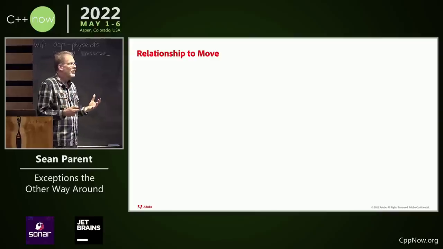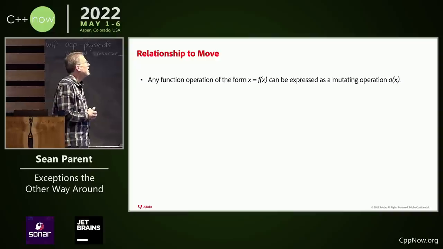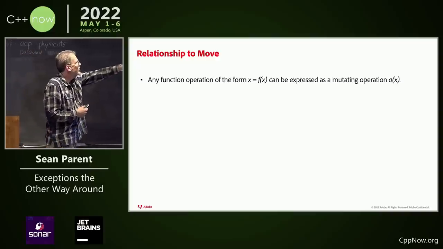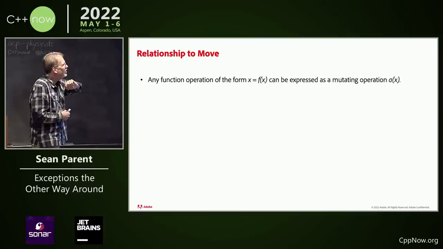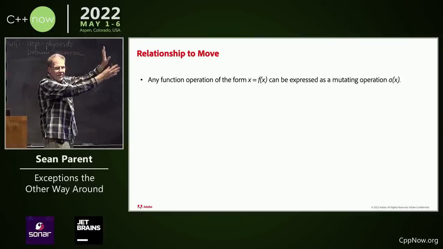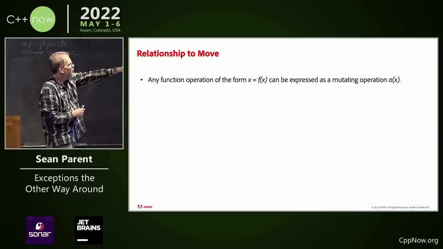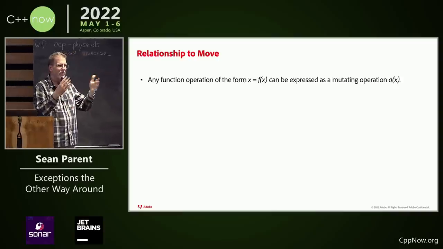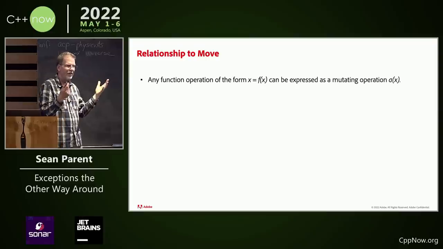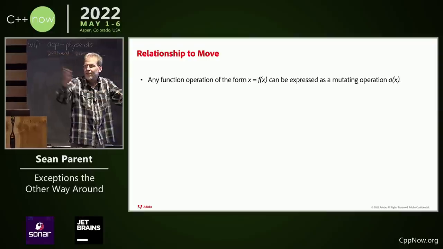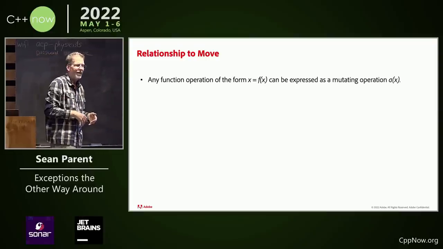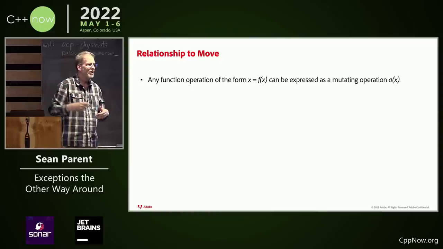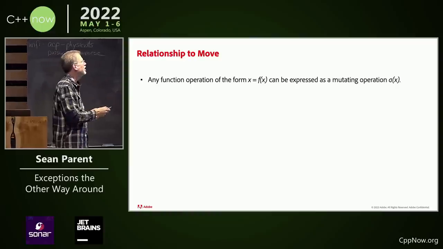There's a relationship here to move. So any function operation of the form x equals f of x, that's a pure function, can be expressed as a mutating operation a of x. Just one or the other forms might be more efficient. That's why we have mutating operations. That's why Dimitri and Dave are talking about Val language and we're not talking about functional programming languages, because we want efficiency.